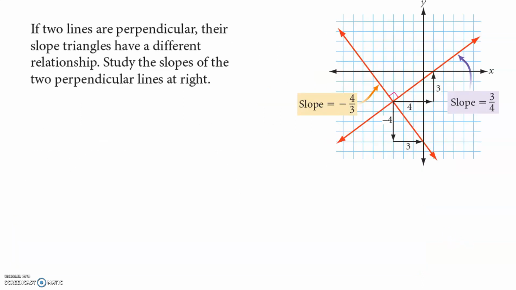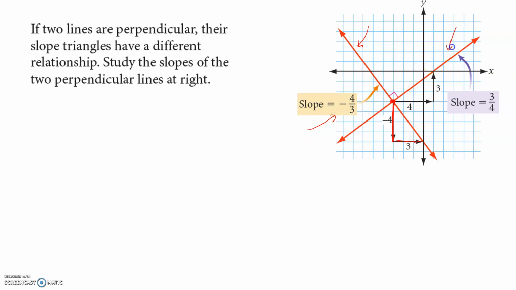If two lines are perpendicular, their slope triangles have a different relationship. It says study the slopes of the two perpendicular lines at the right. So this first line over here has a slope of negative 4 over 3. Now, how can I figure that out? I can start, let's see if I can find a good point here, right here. I go rise or fall of negative 4 down, so that's negative 4, and then to the right 3. So its slope is a negative 4/3.